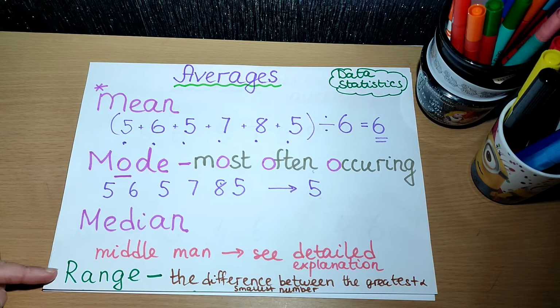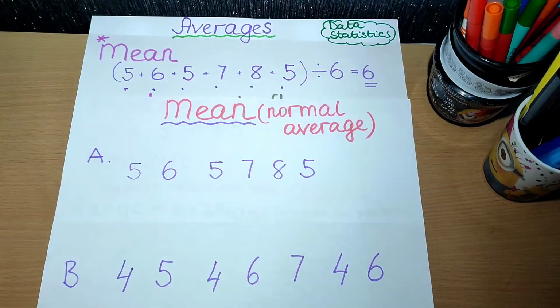We're also going to have a look at range. Range is the difference between the highest and the lowest number. So let's have a look at the mean average in details first.